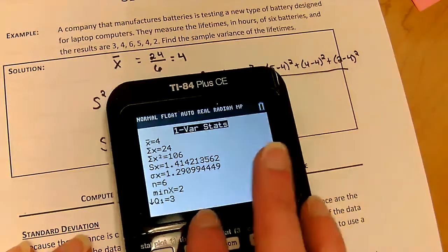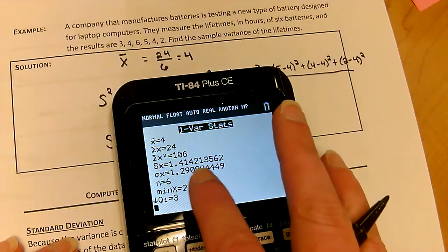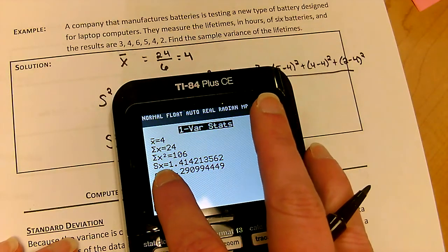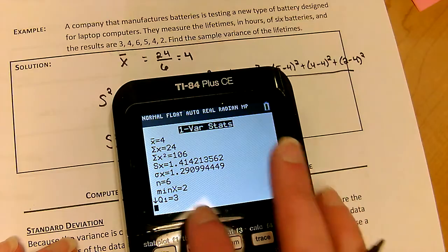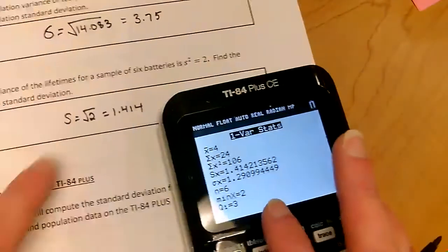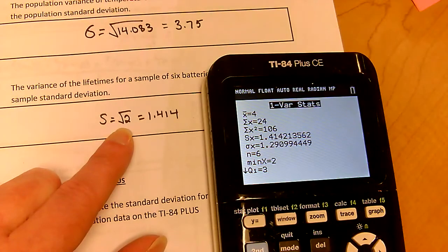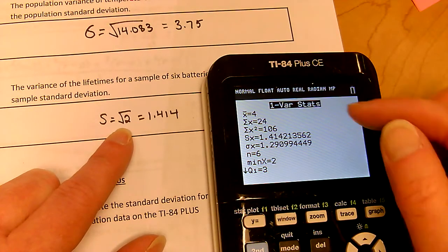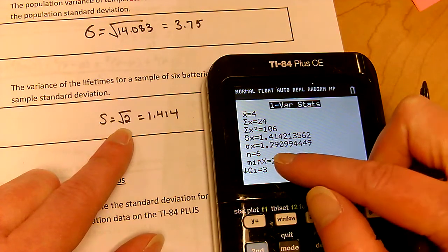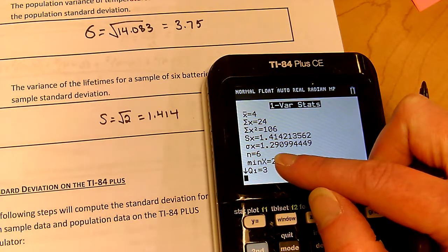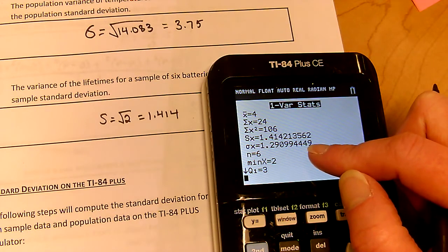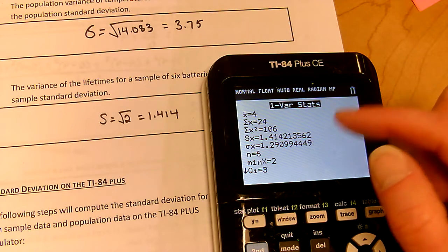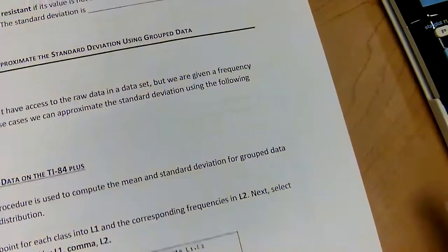Again, it gives me my mean, which is the same thing. And if we look down, see this Sx, 1.414? That's giving me this sample standard deviation. Now remember, these are calculated differently. This one would be the population standard deviation. So if this data had come from an entire population, I would choose the one with the lowercase sigma. But I can see that data right there. So it can be done in the calculator instead of having to do all those calculations by hand.